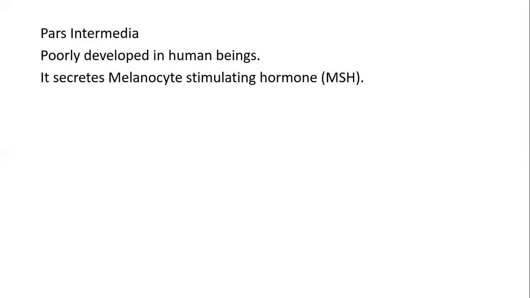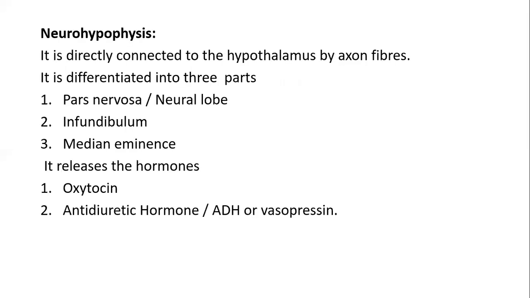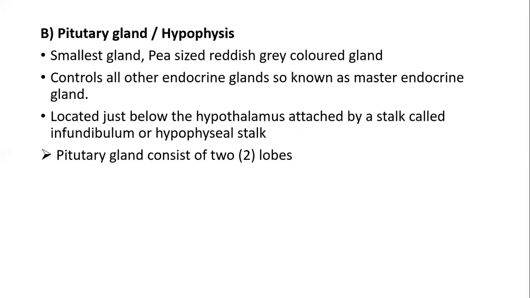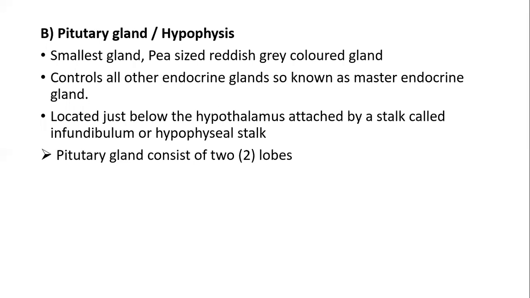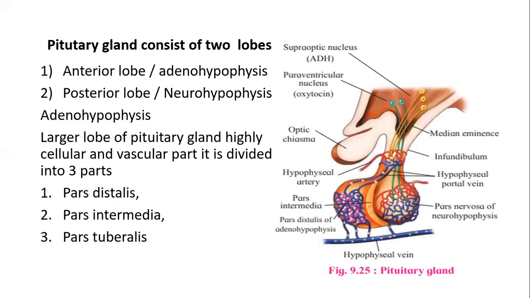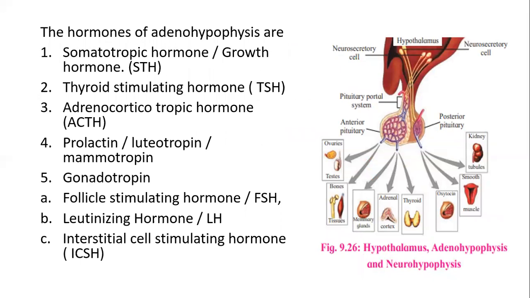So today we have seen the structure of major endocrine glands, that is two endocrine glands, hypothalamus and pituitary gland. We have seen the structure of hypothalamus, as well as the structure of the pituitary gland, having two lobes, the anterior lobe and posterior lobe. And we have seen the functions of adenohypophysis and neurohypophysis. They secrete different types of hormones.